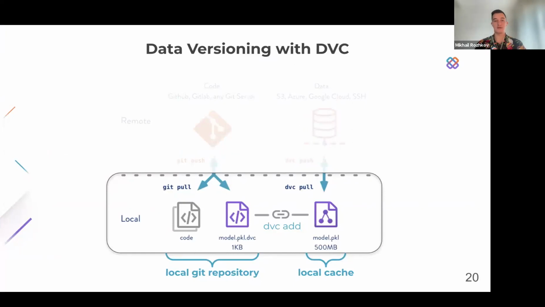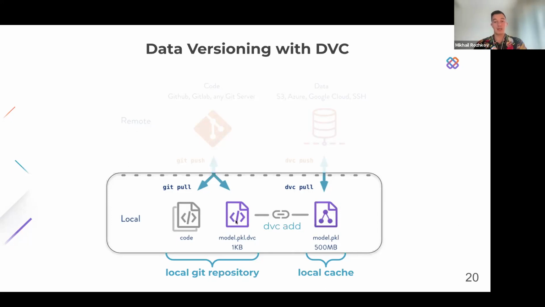I expect that you have some knowledge about Git, and you know how Git works to deal with code versioning, right? Here I want to show an analogy: DVC uses Git to handle data versions in a similar manner. So let's start with our project on the local machine. We have a local Git repository, where we have different versions of code and some files.